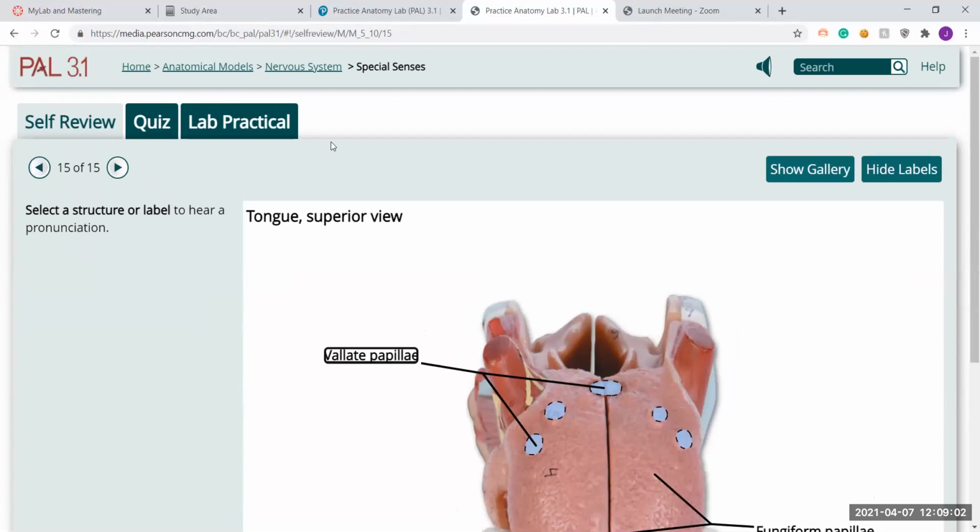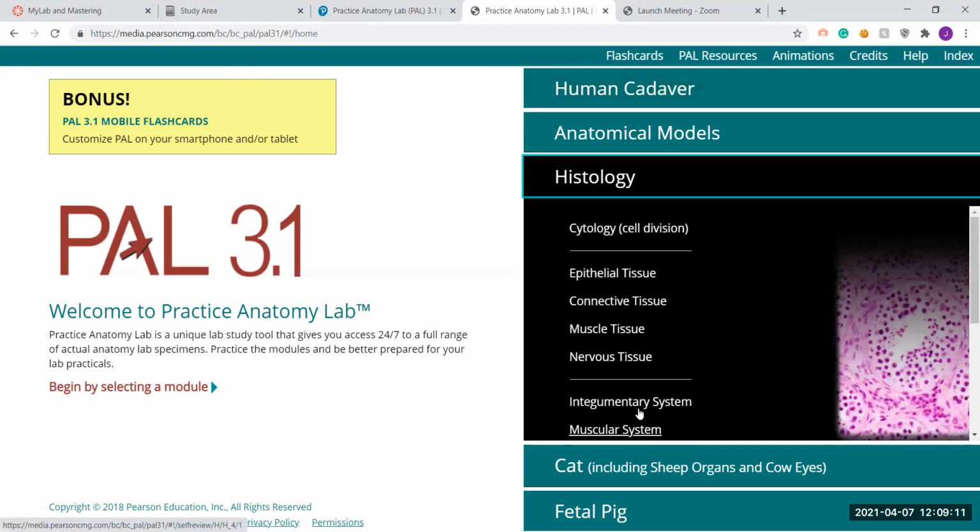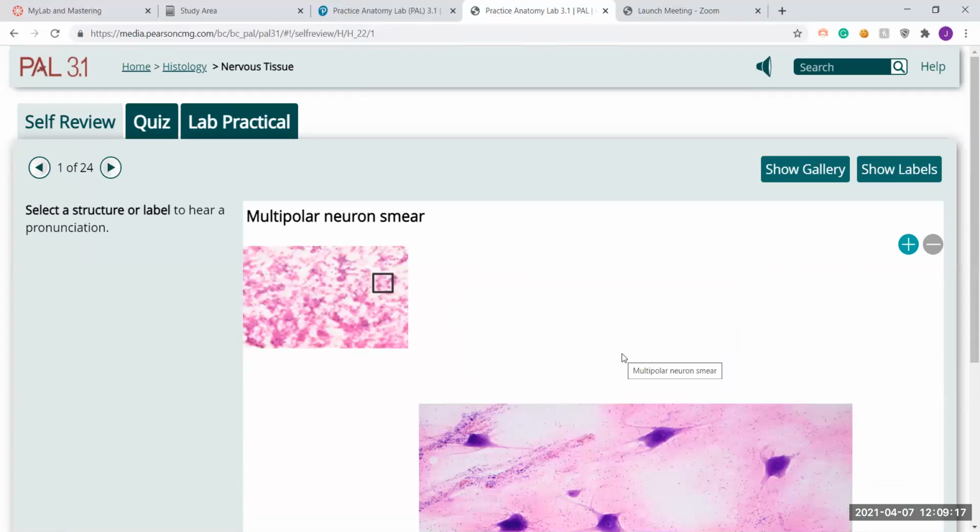Okay, so now I'm going to go over the histology of the special senses. So let's go to histology, and then nervous tissue. Let's go back.